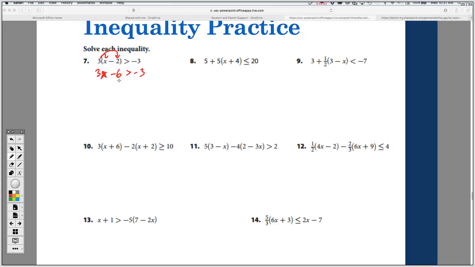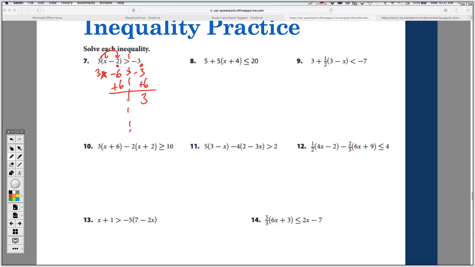Look at it this way. Here's the wall. Opposite side. Opposite operation. Add 6, add 6. Negative 3 plus 6, 3. Greater than 3x. Multiplication, inverse operation. Division, divide by 3. X is greater than what? Good job, guys.